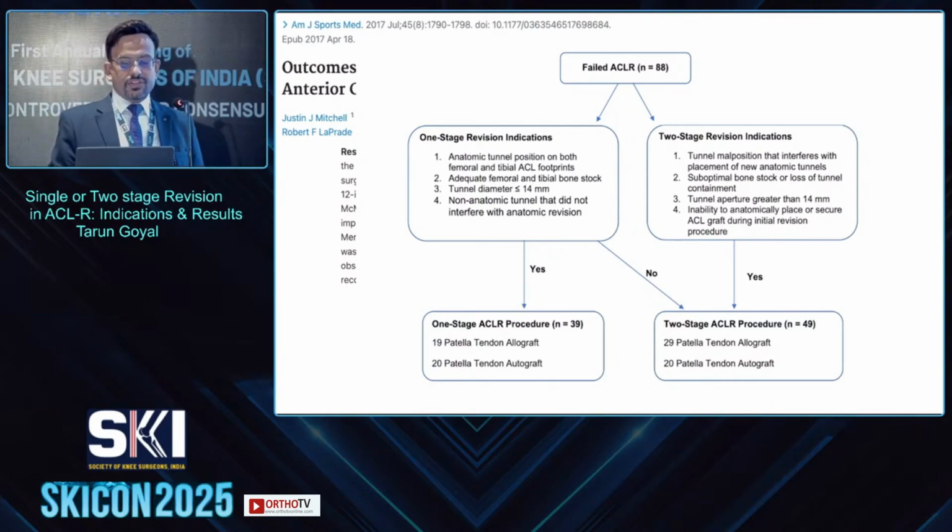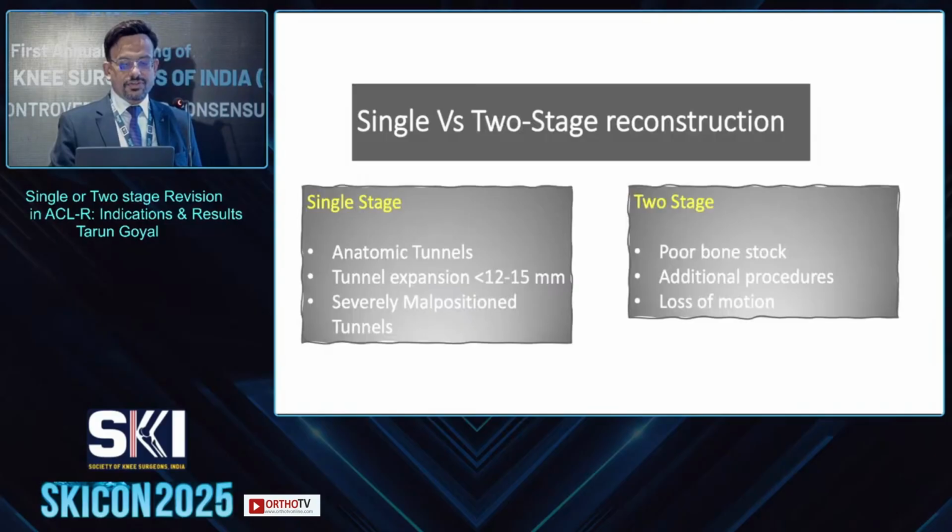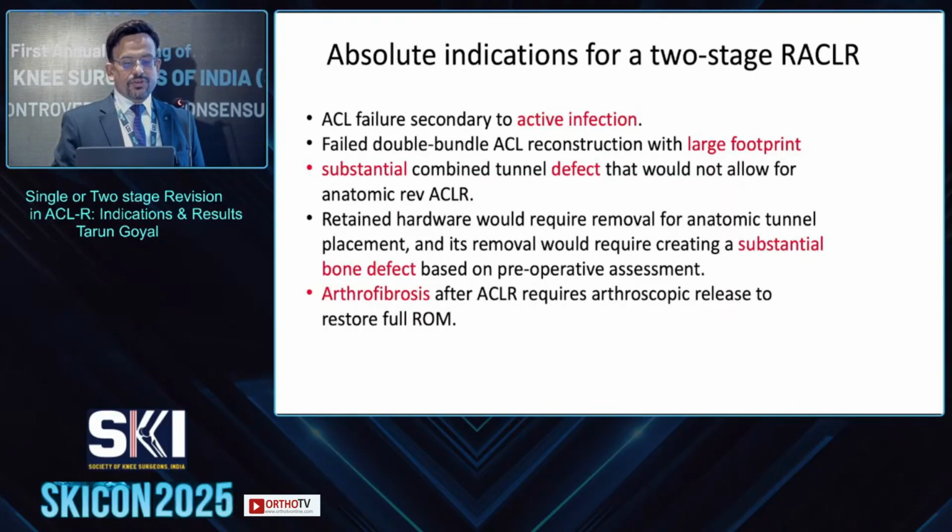But for two-stage revision, the indications are tunnel malposition that interferes with placement of the new tunnels, suboptimal bone stock, tunnel aperture of more than 14 millimeters. So if there's tunnel dilatation or large aperture, or inability to anatomically place and secure the graft during the procedure. Absolute indications for a two-stage may be an active infection, a large footprint, substantial bone loss, or an arthrofibrosis.